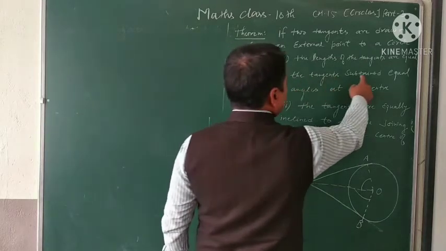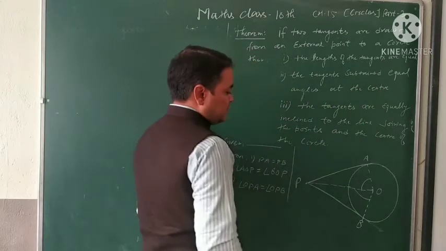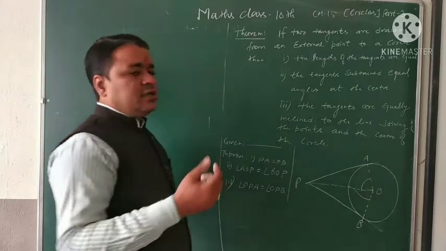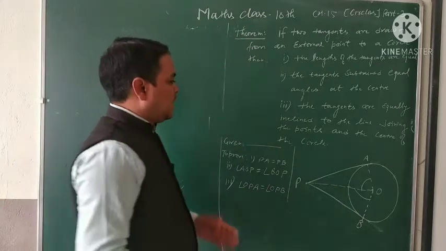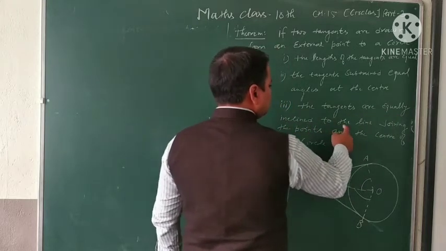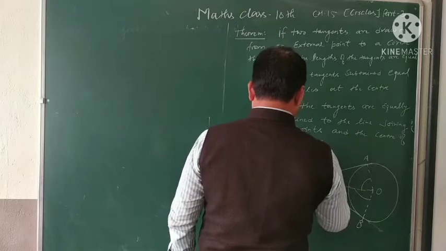Okay, here this is the geometrical concept of this segment. The tangents subtend equal angles at the center. We have to prove this. And the third is that the tangents are equally inclined to the line joining the point and the center of the circle.